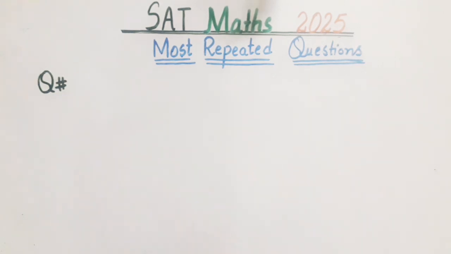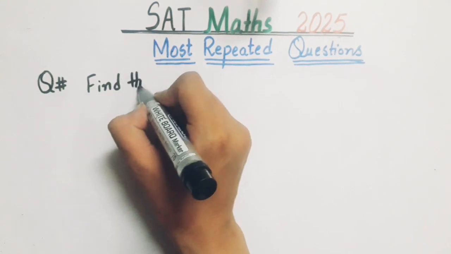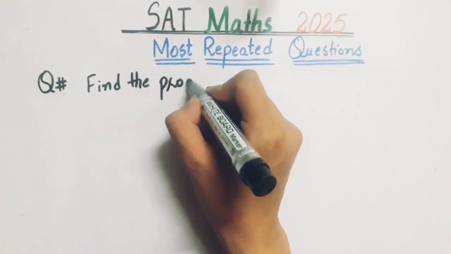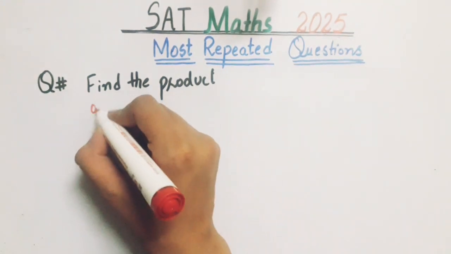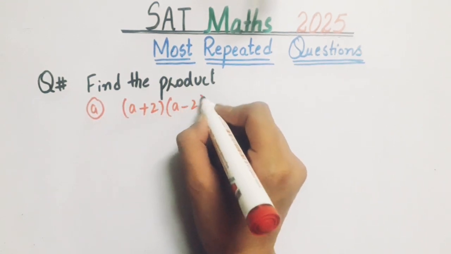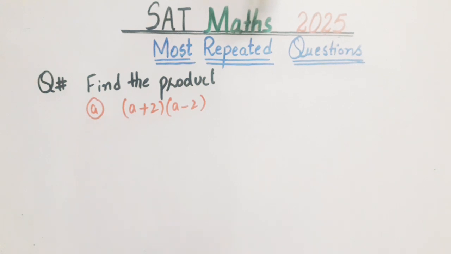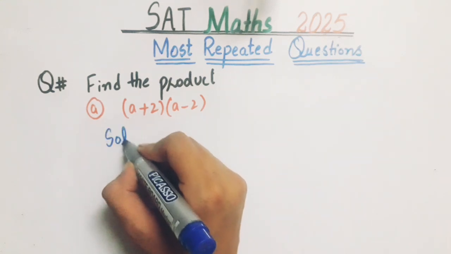So we will start from question number 1, that is find the product. The first part of this is you have to find the product of a plus 2 into a minus 2. We will solve this. There are two methods to solve this. You can apply the formula or do the actual multiplication.